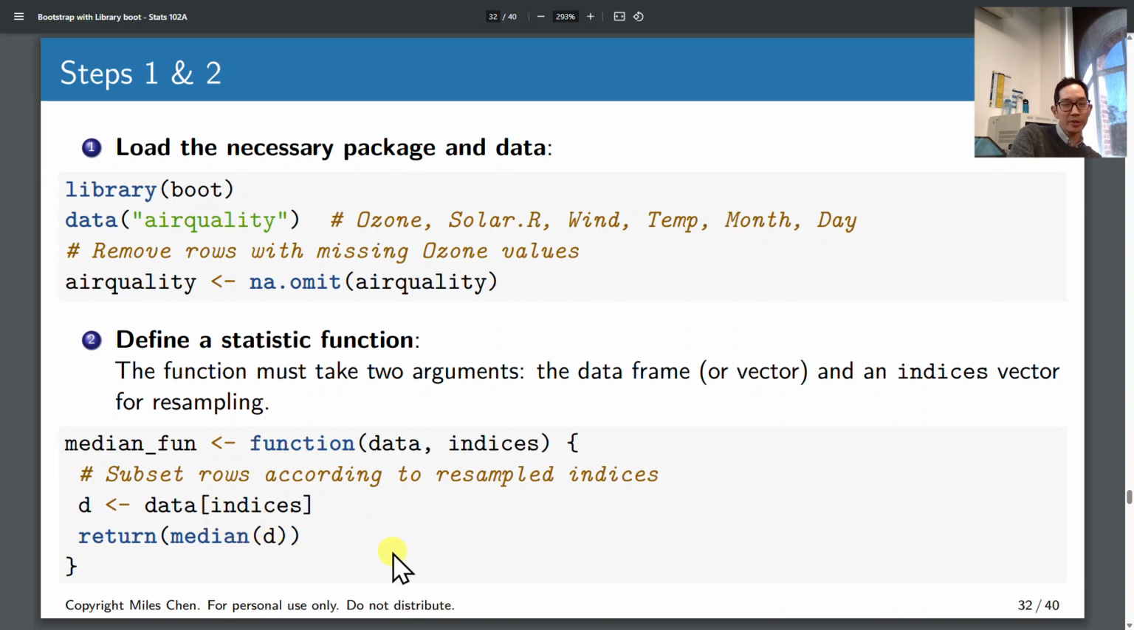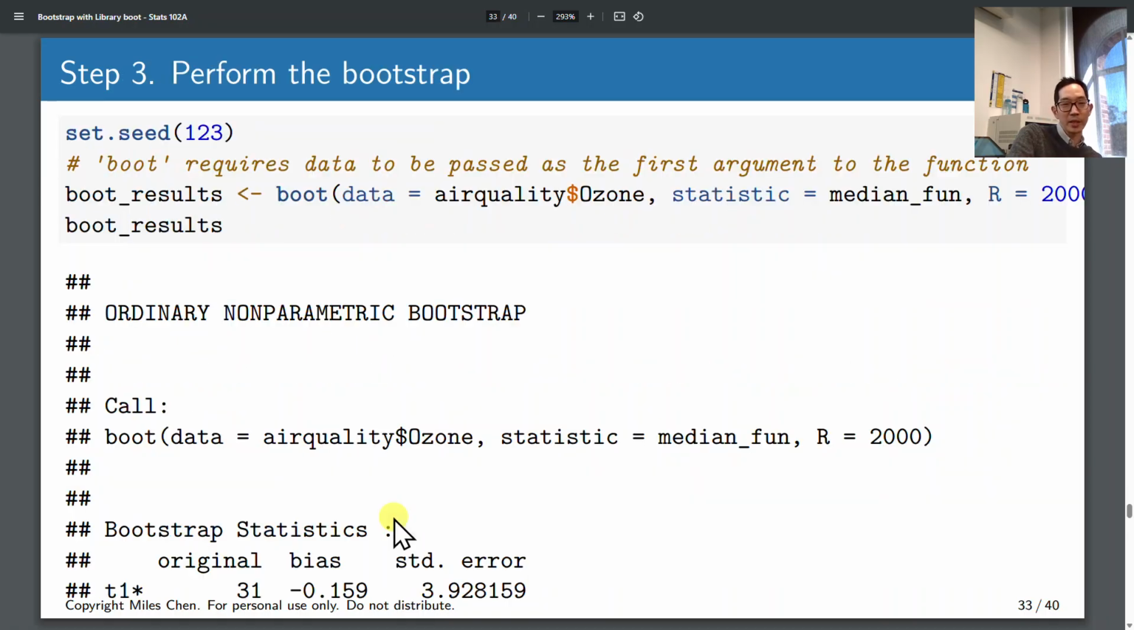That's it, okay? So don't be intimidated by the fact that you have to write your own statistics function. It's just subset your data according to the indices. In this case, data is a vector, so I'm going to just do data, square bracket, indices. That's going to be d, and then we're going to calculate the median on d. All right, then I run the bootstrap. So I do boot. My data is the vector, airquality$Ozone.